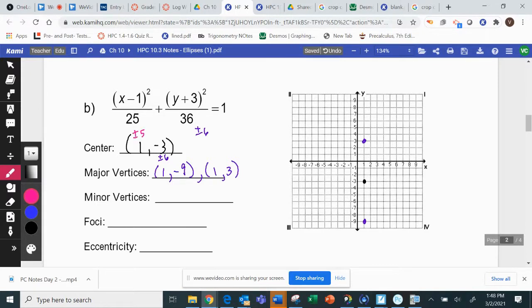And so my B value, my smaller one, is going to be horizontal. I'm going to add or subtract 5. So just from the graph, you just count 5 in each direction. Or I'm going to add or subtract 5 to the X value of the ordered pair.